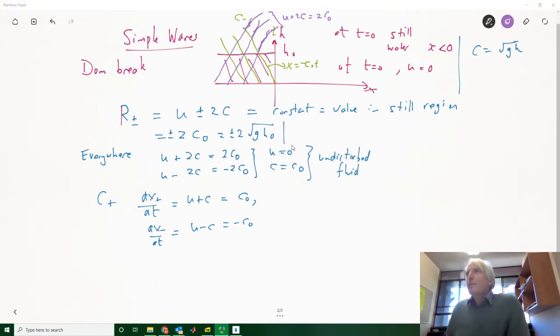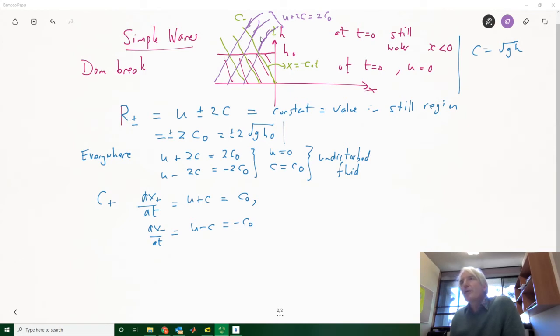Alright, so I'm going to get a little bit metaphysical here. It's quite difficult to explain this, or maybe you just have to go through it a couple of times. But what's happening is, up into this region here, there's a line x equals minus c naught t. Inside of this region, the characteristics come up, and the only solution that's allowed is u is 0 and c is c naught. So this fluid here is undisturbed. It's just resting, and then it starts to flow away.